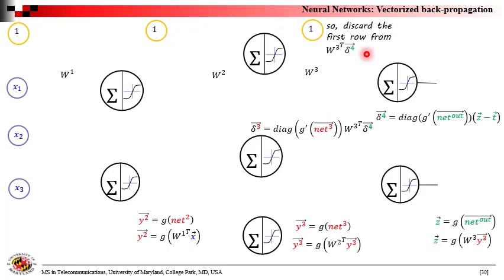Now note that we don't calculate a sensitivity for the bias terms. Therefore, what you can do is discard the first row from this product, because we don't really need a delta for this bias term. The bias term is always going to be 1 no matter what, so there's no sensitivity or error associated to it. It's just a plain old 1. So discard that one before you continue. Okay, and again, this is a diagonal matrix with all of the net terms of this vector along the diagonal.